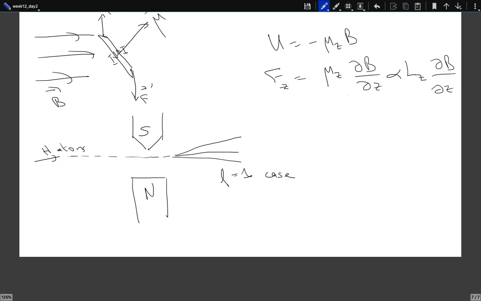You see, putting it in a magnetic field and measuring which way they go is a measurement of the value of ML in the direction of B.